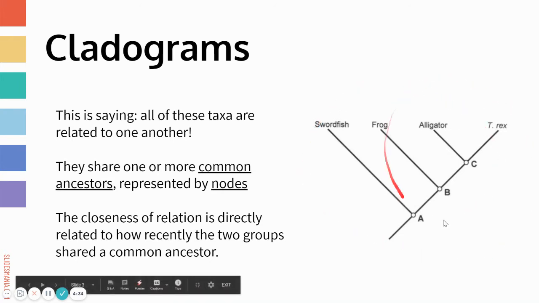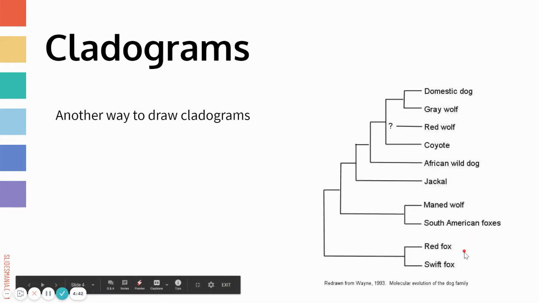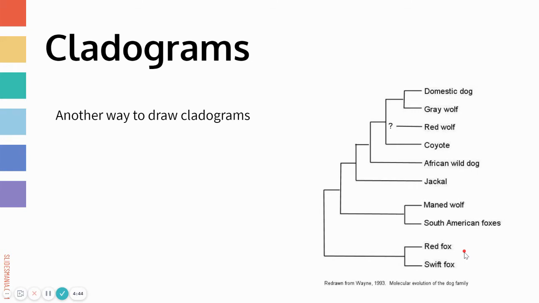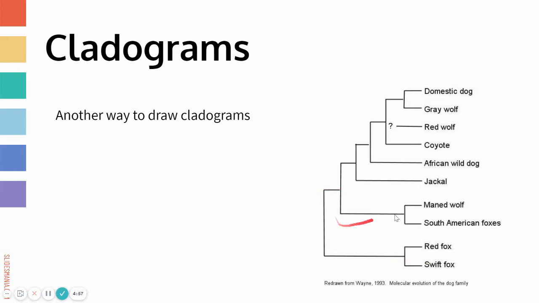And this is one way to draw a cladogram with sort of a, I don't know if triangular is the right word, but a branching pattern that looks like this. It's also equally valid to draw a branching pattern that looks like this. So instead of drawing these two coming to a point, we can draw sort of a bracket style. And this is saying that red foxes and swift foxes are closely related, and eventually they had a common ancestor that gave rise to maned wolves and South American foxes. And then it also gives rise to this whole grouping over here. So both of these are equally valid ways to draw a cladogram.